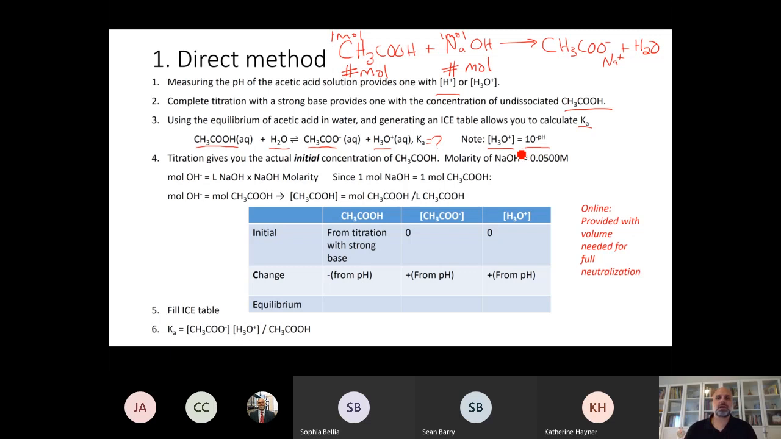So we're able to gather a couple points of data, right? And this full titration is going to give us the actual initial concentration of our acetic acid, right? That's in step 2. So we're going to know what the initial concentration of acetic acid is. We know that in the beginning, there's 0, just like a traditional ICE table. We have 0 concentrations for our acetate and our hydronium ion. And the reason we know this is because we're starting with a 0.05 molar solution.